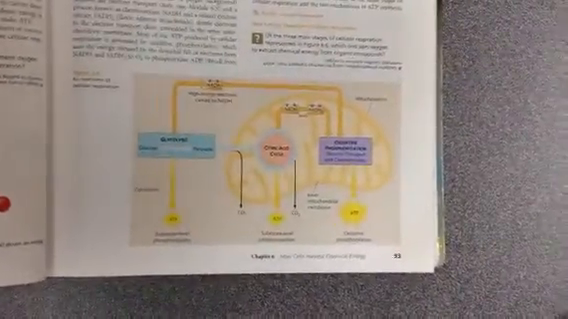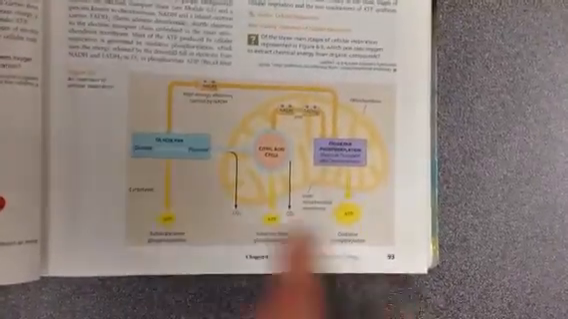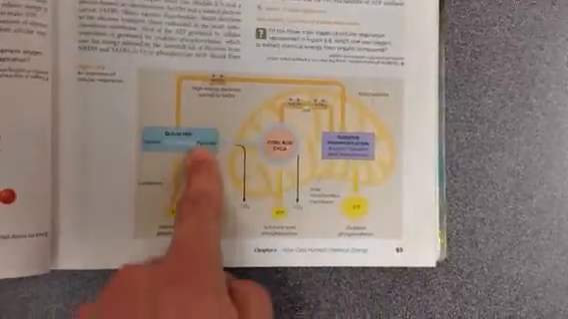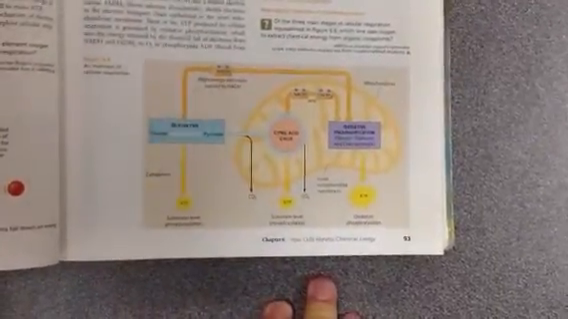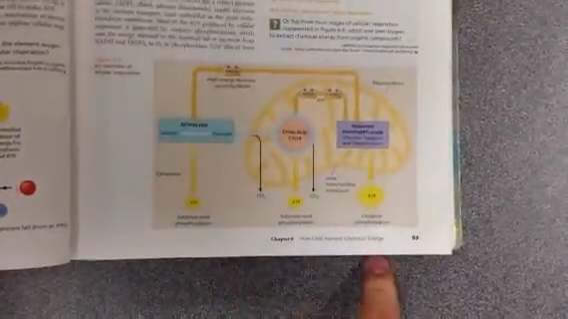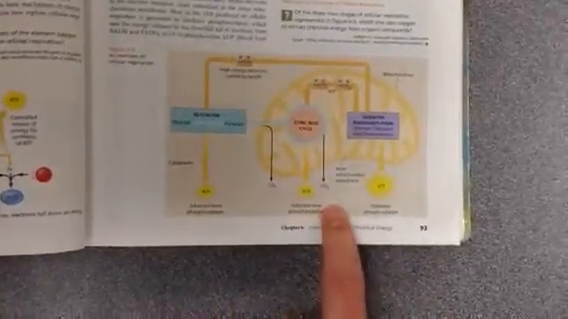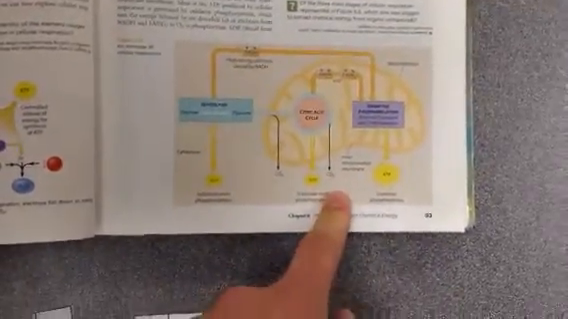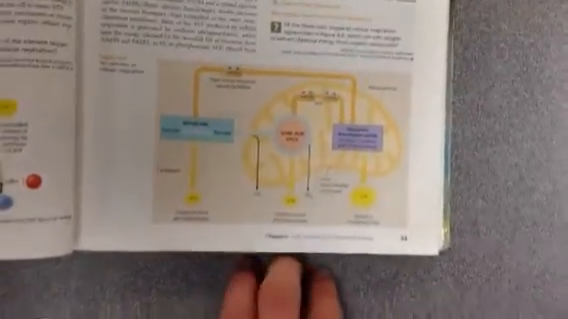The reactants for glycolysis are 2 ATP, 2 NAD+, and 4 ADP, and the products are 2 pyruvic acid, 2 ADP, 2 NADH, and 4 ATP. The reactants for the citric acid cycle are 6 NAD+, 2 FAD, and 2 ADP.